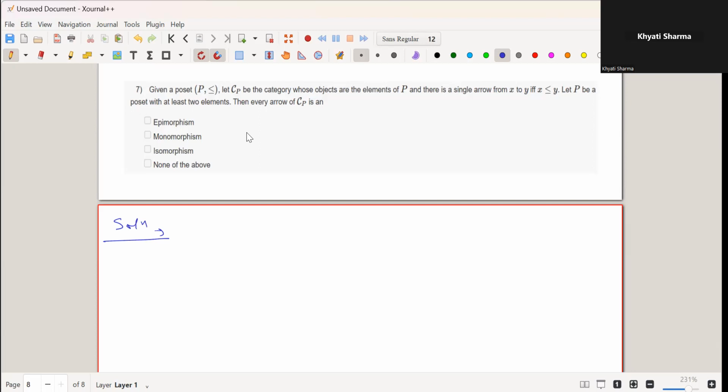So given a poset P, now we are defining a category inside that poset such that there are arrows from X to Y if and only if X is less than or equal to Y. Okay, and if X is not less than or equal to Y, then there is no arrow. Okay, so let P be the poset with at least 2 elements, then every arrow of CP is N. So first we will show that it's an epimorphism.